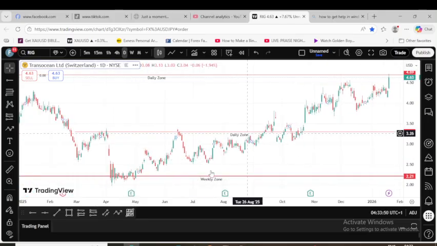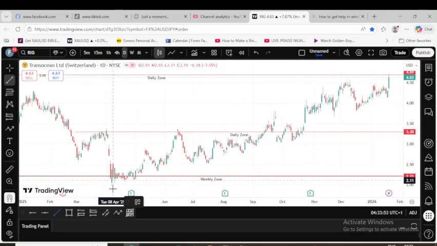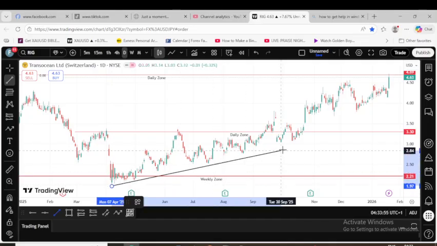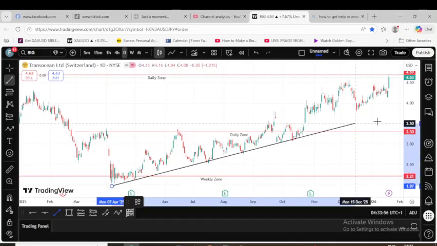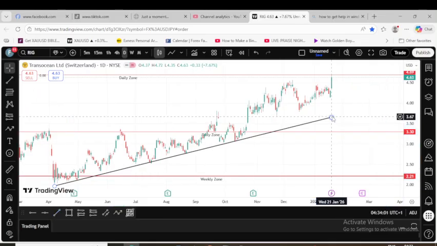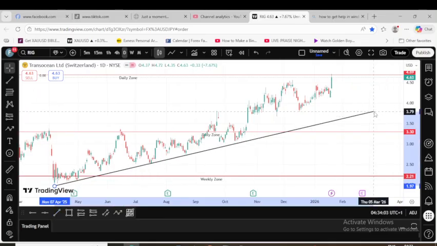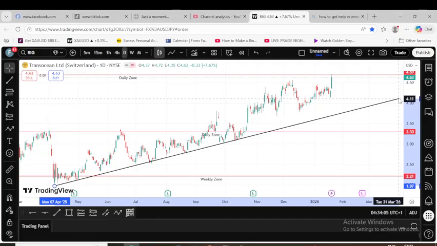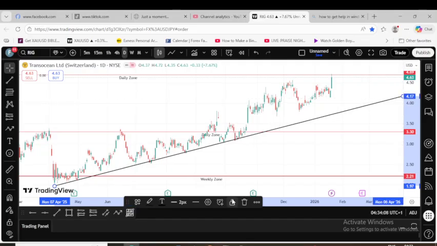So we can draw a trend line across these points like this. Yeah, there seems to be a valid trend line here. Let's make it fit a little bit better. Okay, so this looks like a valid daily trend line.